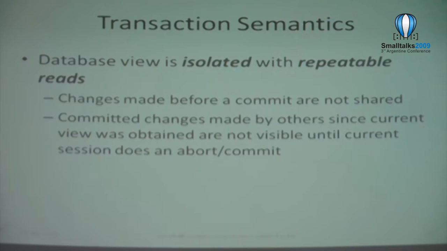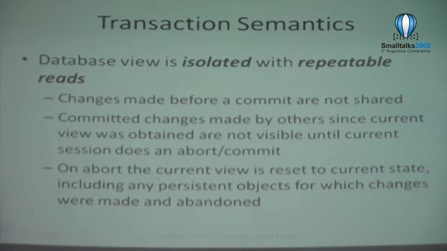Changes that have been made in other sessions since you started are not visible to you. So once you have a particular view, your view stays consistent. You have a snapshot of the database at the moment when you last did an abort or commit. So other people can modify things. Your queries give you back the state of the world that existed at the time that you got your snapshot of the database. If you do an abort, all your changes are lost, no longer visible to you or to anyone else, and you get a new view of the database as from its most recent state.